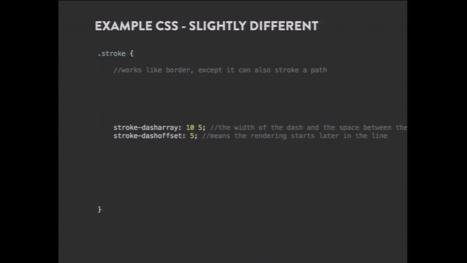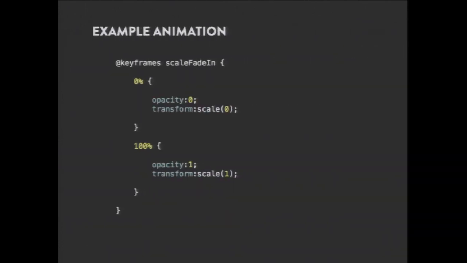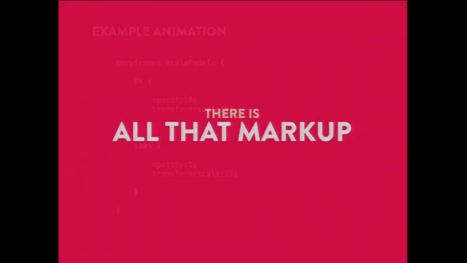Such as you can put these dash arrays and dash offsets, you can put line joins, and you can control how the actual lines hook up. And the animation with keyframes is essentially exactly the same. But there is all that markup.